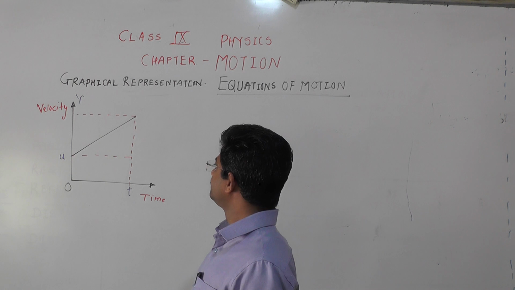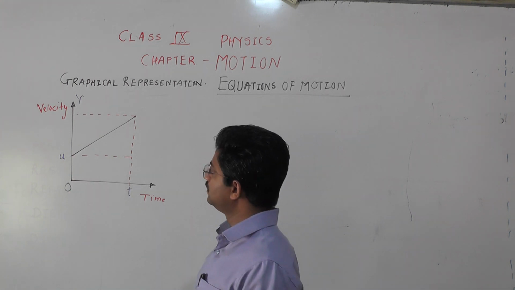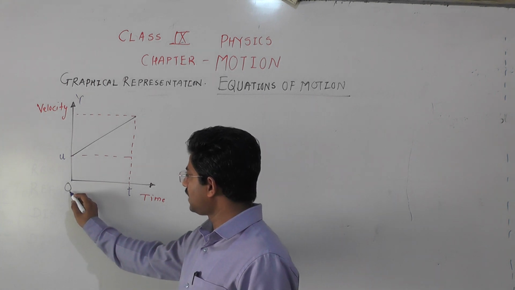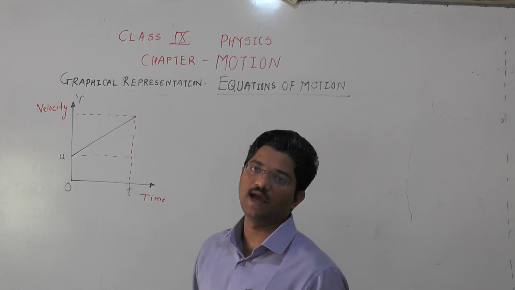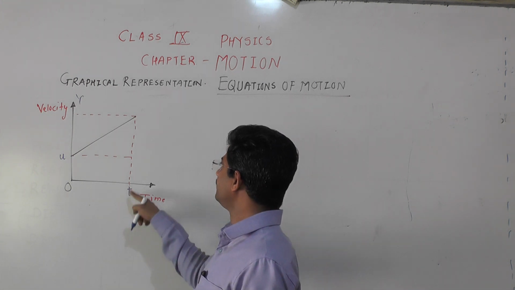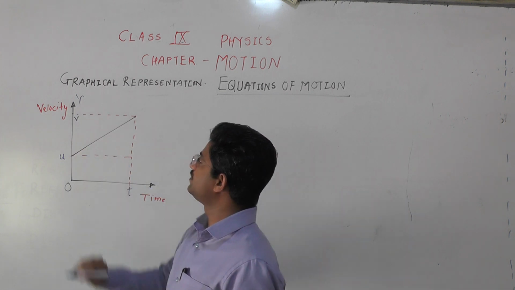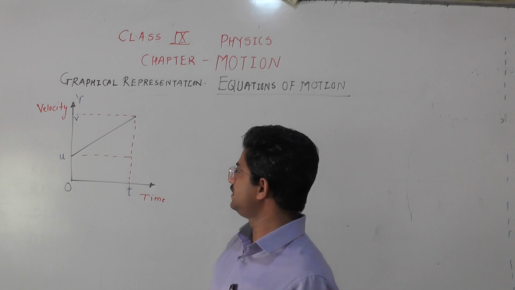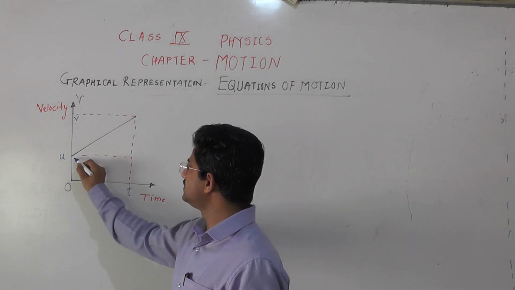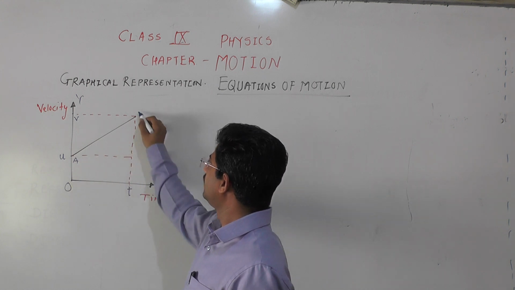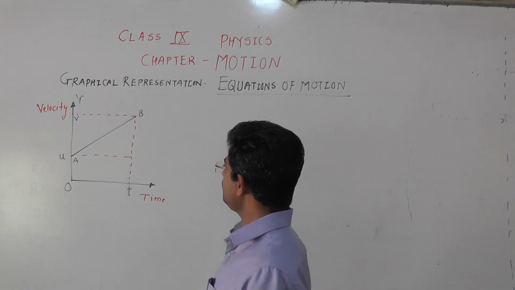Up to time t, this is the origin. At the origin, when time was 0, the velocity was u, that is the initial velocity, and when the time becomes t, the velocity we assume as the final velocity. Final velocity is represented by v. Let us give some names to these points. Let us consider the u point as capital A and this is B. Along AB our whole journey is there.